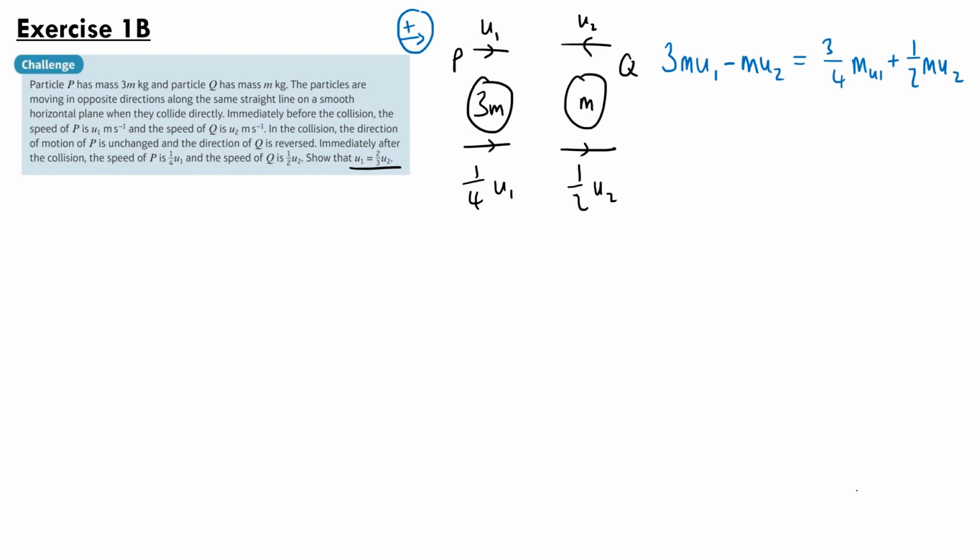Then we can do a little bit of rearranging to get 9/4 mu1 is equal to 3/2 mu2. Then you can cancel out the m's, multiply both sides by 4/9 to get u1 as the subject, so that's going to be 12/18 u2, and we can simplify that down to 2/3 u2 as required.